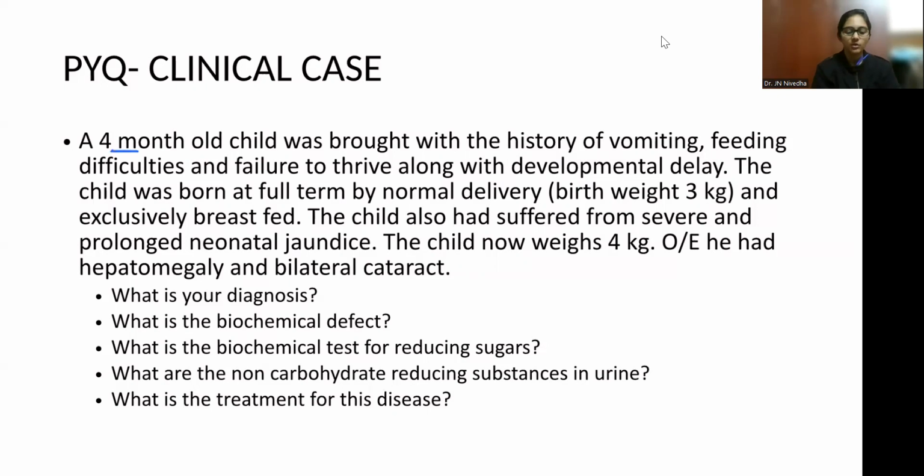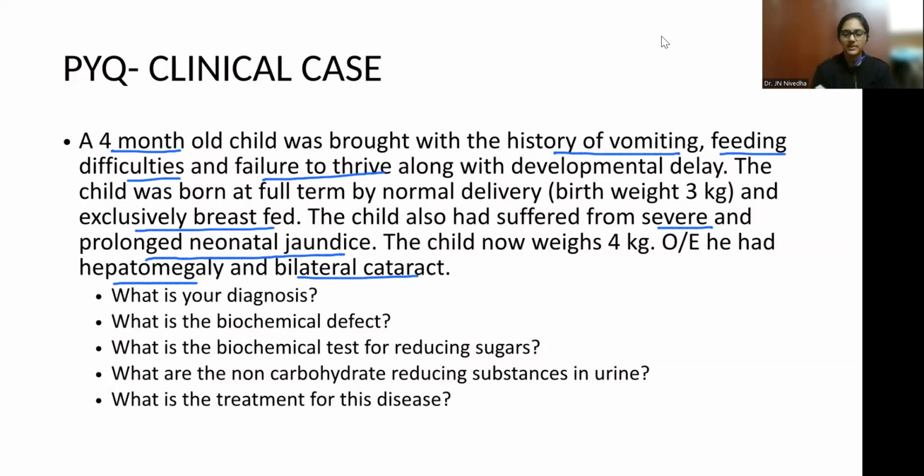So it's a 4-month-old child, exclusively breastfed, but still developed a history of vomiting, feeding difficulties, failure to thrive, along with developmental delay. He has also suffered severe and prolonged neonatal jaundice, along with hepatomegaly and bilateral cataract. With hepatomegaly and bilateral cataract, you can easily come to the conclusion that it is galactosemia.